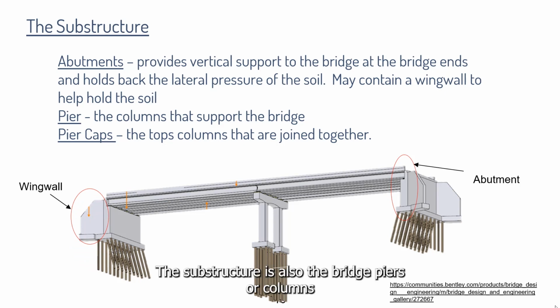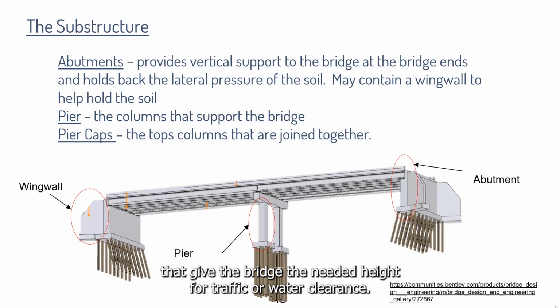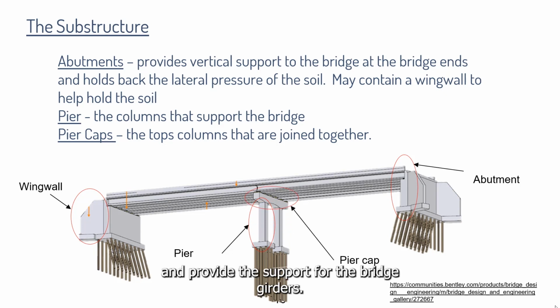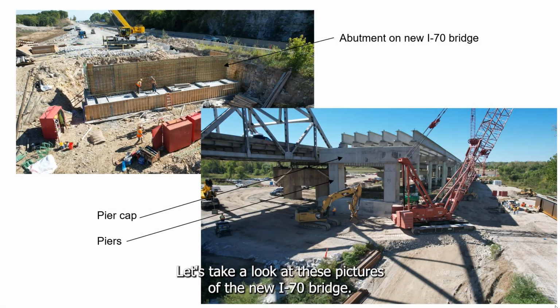The substructure is also the bridge piers, or columns, that give the bridge the needed height for traffic or water clearance. And the pier caps are the tops of the columns that connect all the piers and provide the support for the bridge girders. Let's take a look at these pictures of the new I-70 bridge.